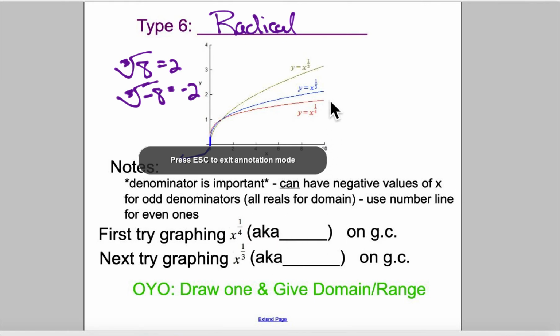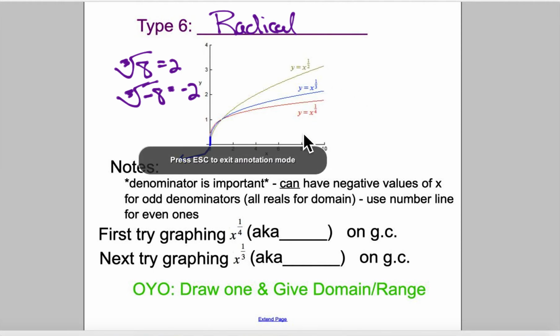So, x to the 1/4 would have an even index, so that's only going to be this red graph. Same thing with x to the 1/2. But with x to the 1/3, you're going to get this S shape, because you're able to plug in negatives just like you would positives.